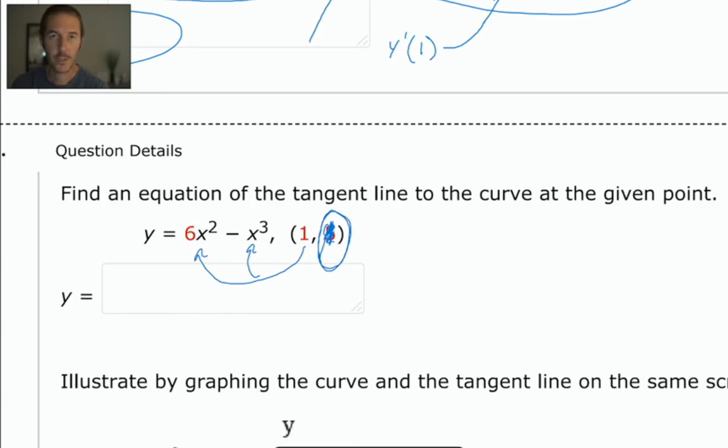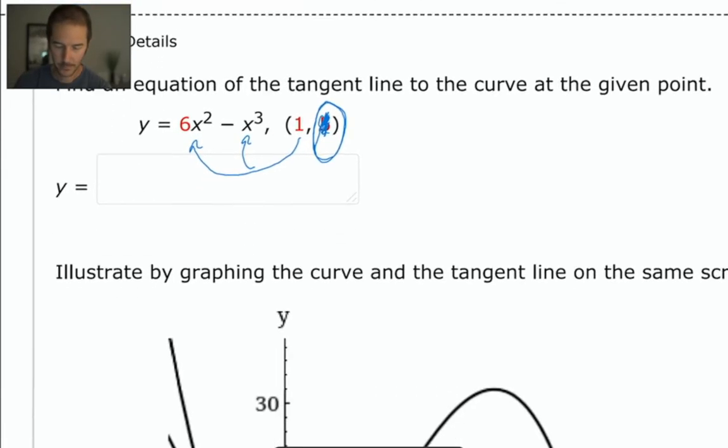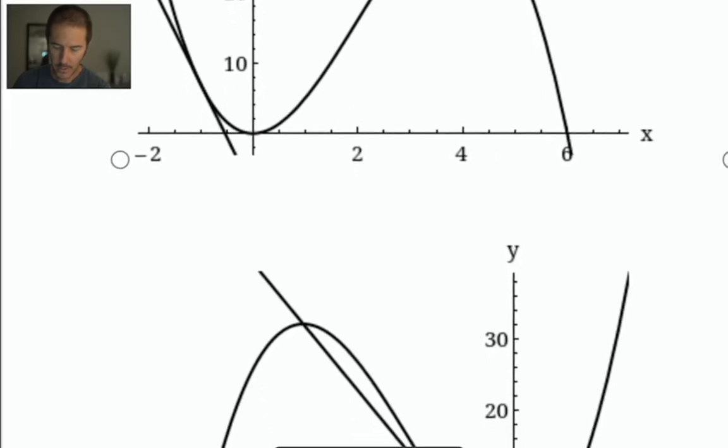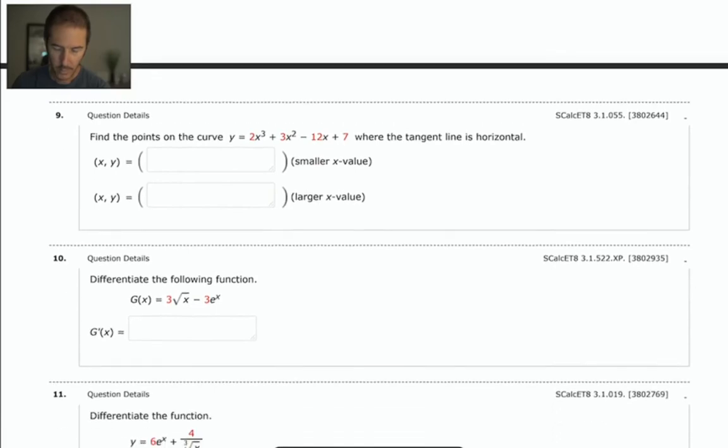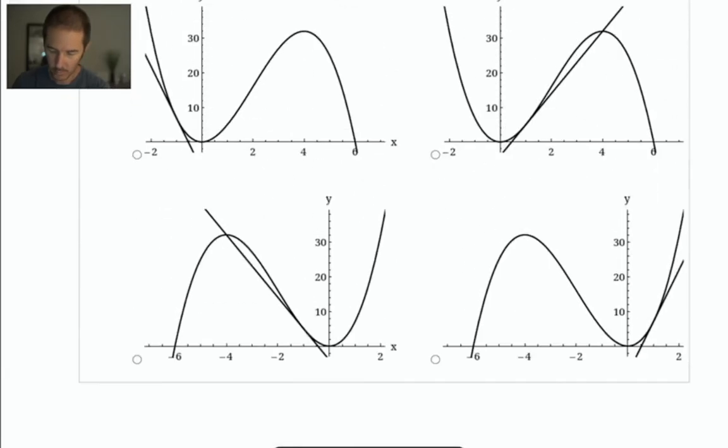So the original function outputs y values, and the derivative of the original function outputs rate of change, or slope of tangent line, at a particular x value once you plug an x value in. And then you're matching it up to a graph of the curve with the tangent line drawn on it. You could use a grapher to get that, or some of these tangent lines look pretty similar.